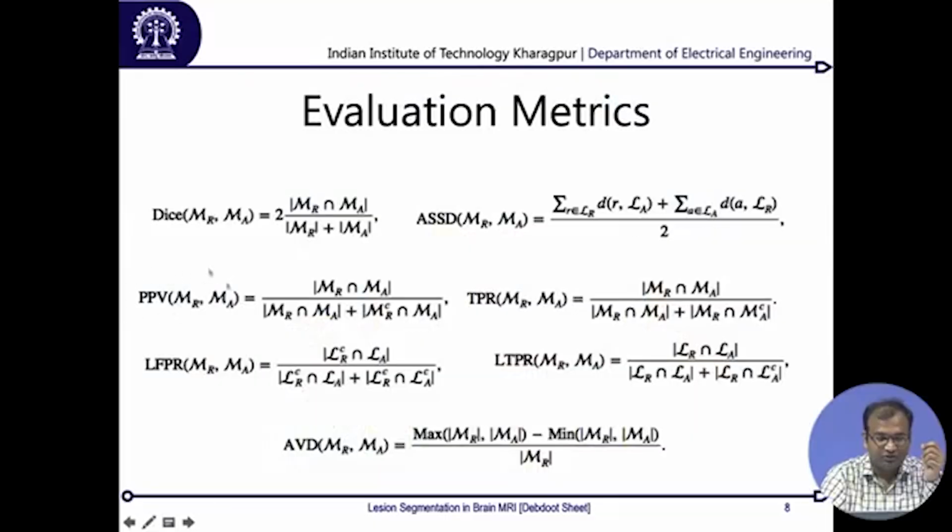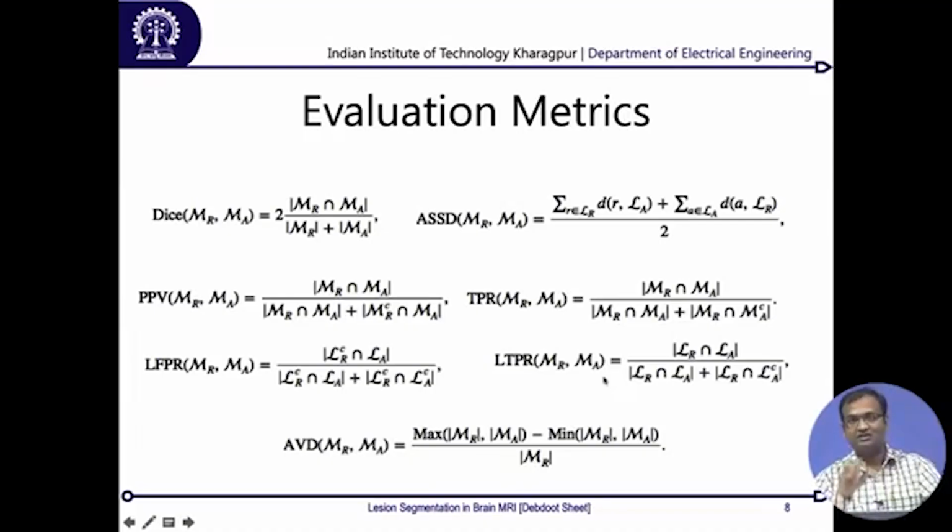Next we go into positive predictive value and true positive rates, and all of them will now be on the 3D case. So instead of pixels you will now be looking at voxels and comparing them with the ground truth. On top of that, there are two interesting measures introduced over there. One of them is called the lesion false positive rate, LFPR, and the lesion true positive rate.